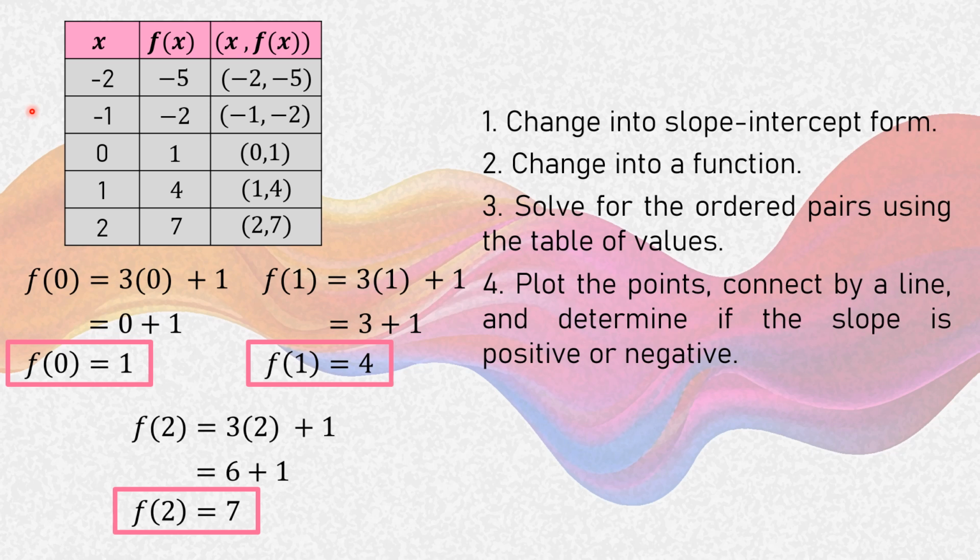Fourth step is to plot the points, connect by a line, and determine if the slope is positive or negative. Since kompleto na ang ating table of values, ito yon, yung mga value of x and y or yung ordered pairs, let us now have a graph.